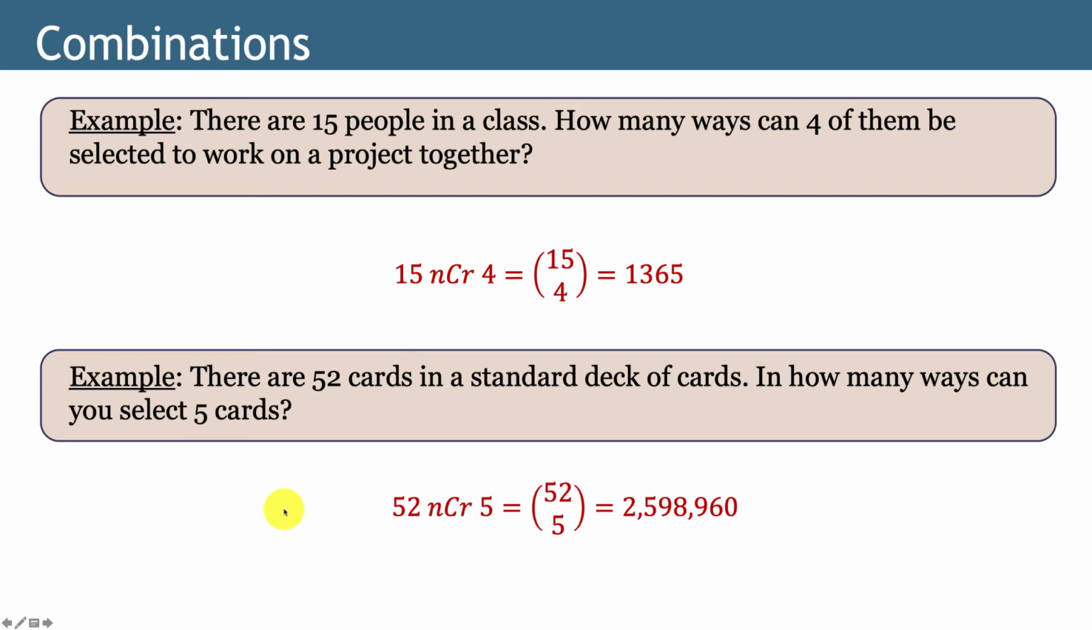Same thing with a deck of cards. In cards, it doesn't really matter what cards you got first. It's just, is that card in your hand? So how many ways can you be dealt 5 cards from a deck of cards? Well, that's 52 NCR 5, and special notation like that if you want, but put that in your calculator, spits out that number there.